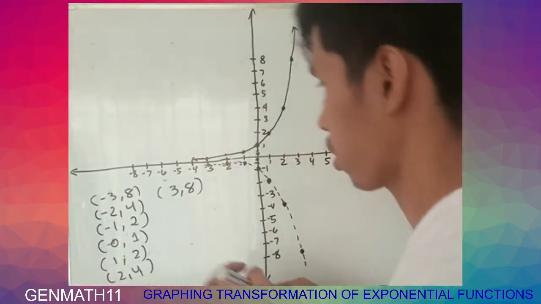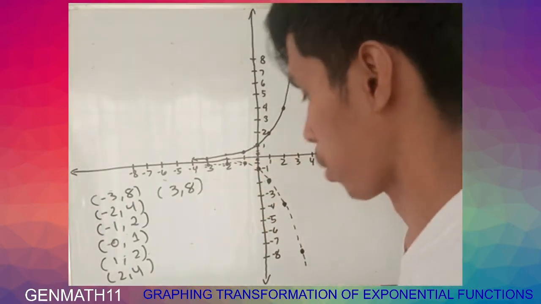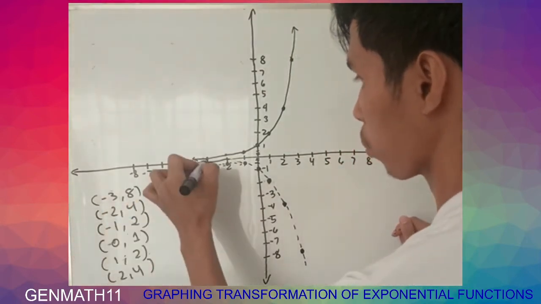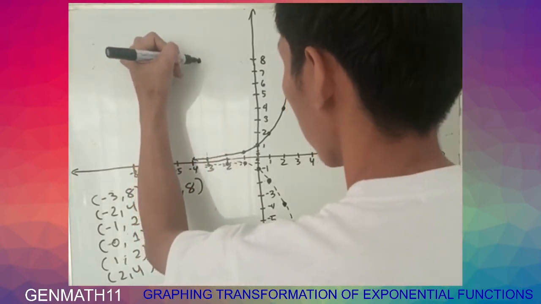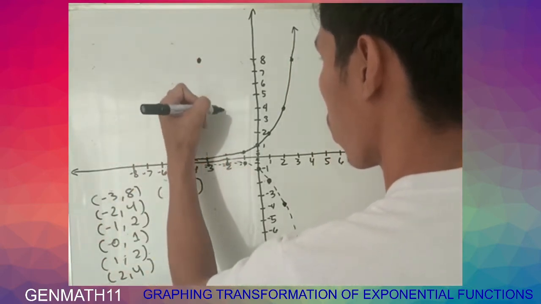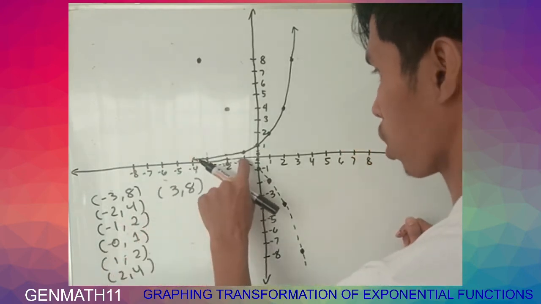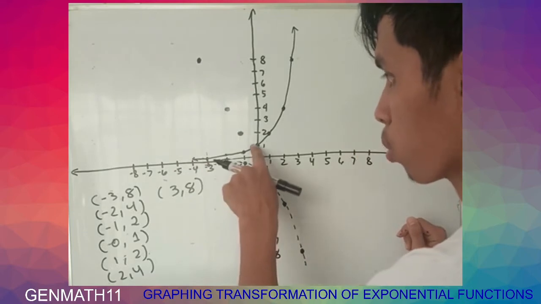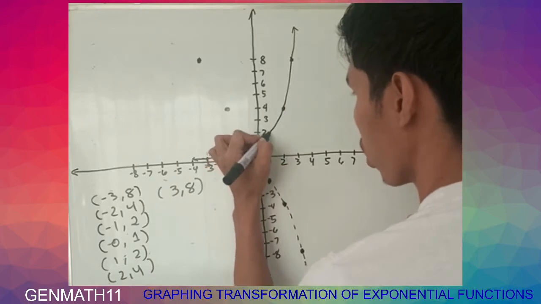Okay. Next, ito naman. Yung sunod namang graph, y equals f of x is equals to 2 raised to negative x power. So, ito yung set up ng ordered pairs niya. Negative 3, 8. Next, negative 2, 4. Sunod ay negative 1, 2. Then, ito naman yung 0, 1 niya. Next, 1, 2.